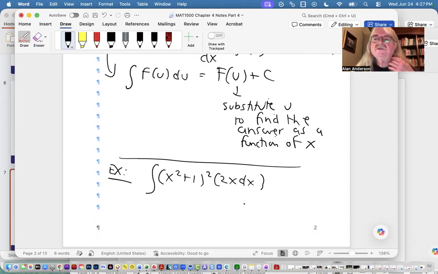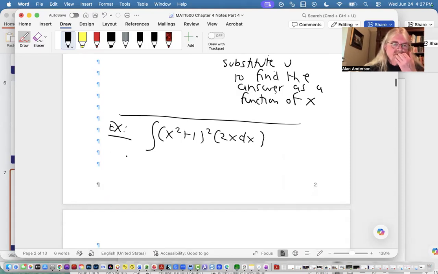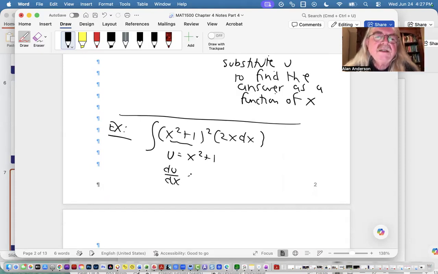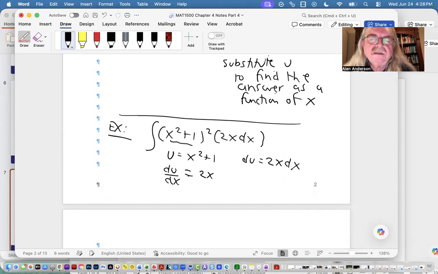Now, based on the rules that we know up to this point, this is going to be a nightmare. I mean, I guess we could do it by expanding that term, but maybe there's a quicker way of doing it. Okay, so why don't we try this? Let's let u be this piece here. du/dx would be 2x, and then du is 2x dx.